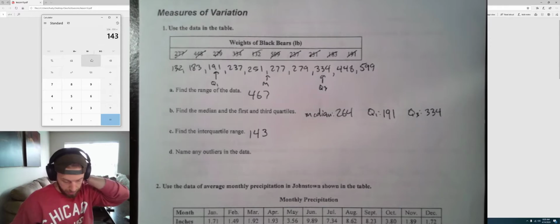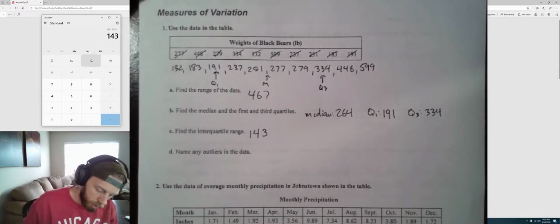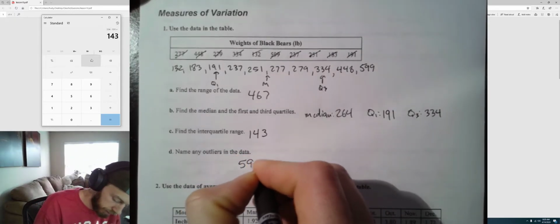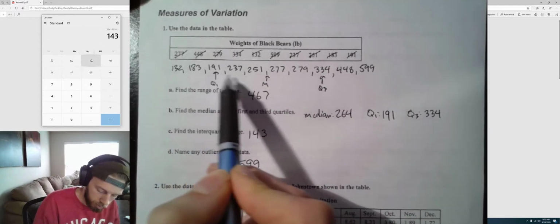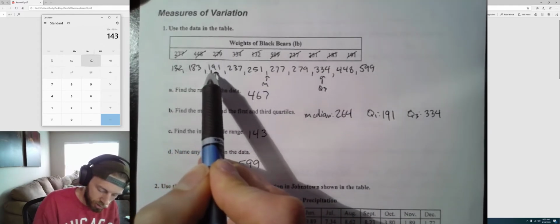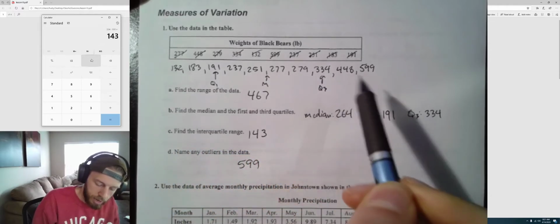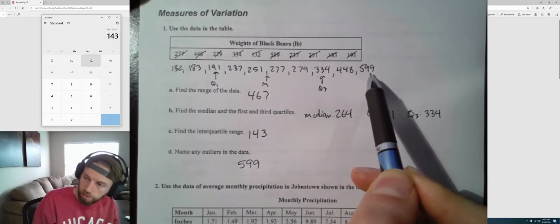Outliers from the set of data. Looks like we've got one outlier in the set of data, and I would say that outlier is 599. Down here on the lower end, 132, 183, 191, all these numbers are pretty close together. They kind of gradually rise up to the hundreds, the 200s, up to the 300s. And then we really make a big jump after we get up to 599.